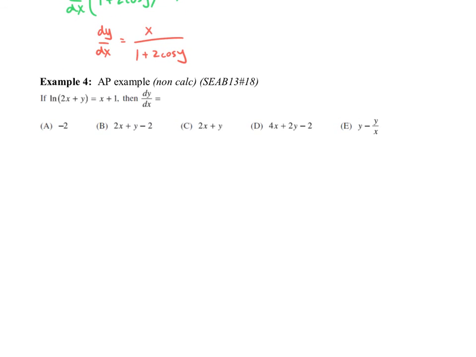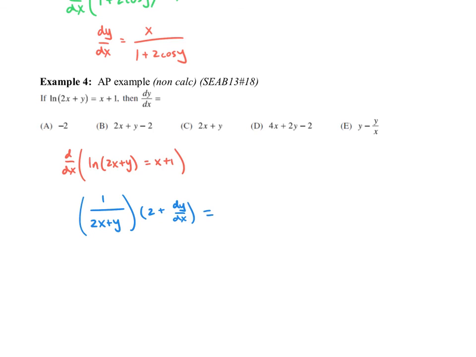So we have a particular implicit equation and we want to find the slope. So again, we're going to take the derivative with respect to x of the natural log of 2x plus y equal to x plus 1. All right, the derivative of the natural logarithm is going to be 1 divided by 2x plus y. Now remember, we have to use the chain rule to multiply by the derivative of the inside of the logarithm. So we have derivative of 2x is 2, and the derivative of y is dy dx. And then over on the right, we just have 1.